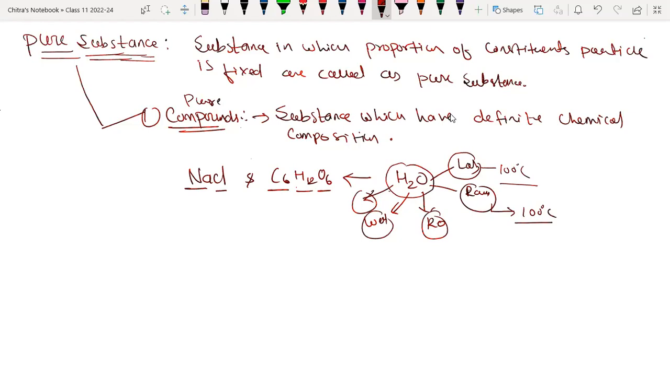So now after pure compounds, we have elements. What are elements? You have been studying this since previous standards. Elements are the basic building blocks of any substance. They only have one type of atom in them. Elements are a group of atoms. So they are singular.